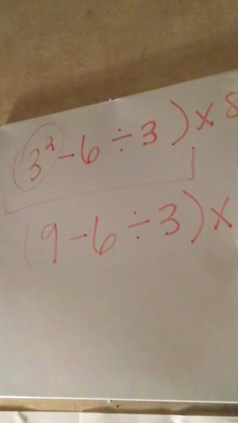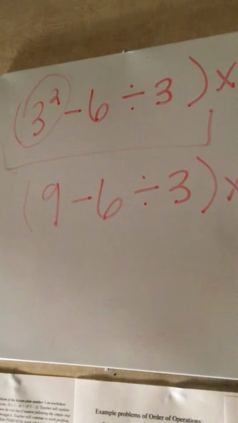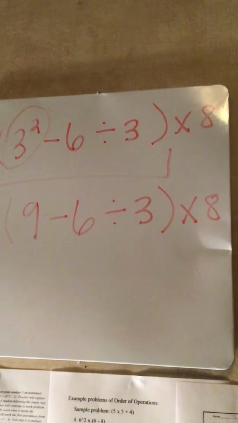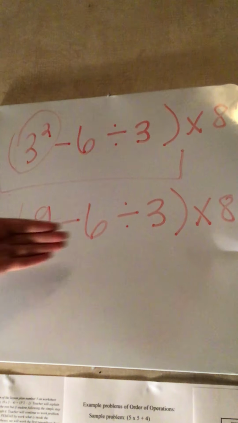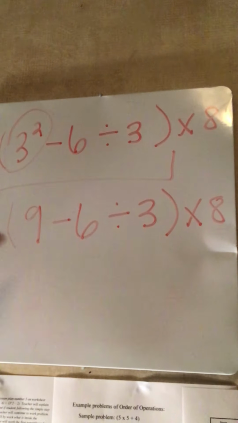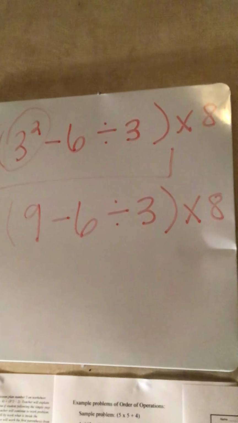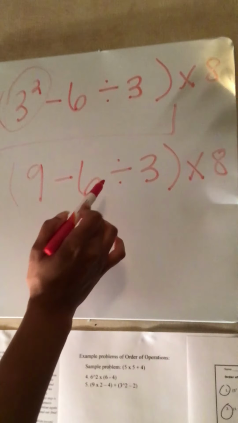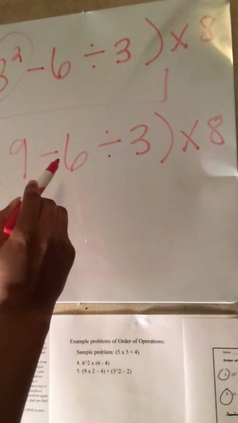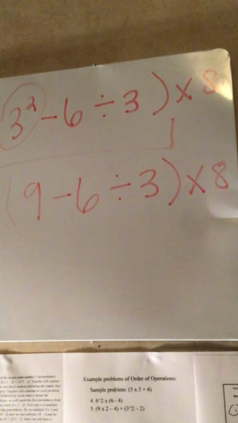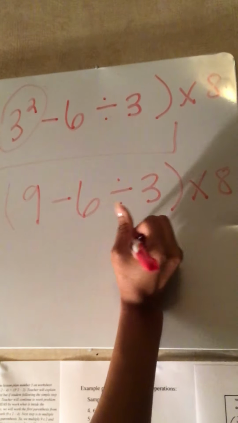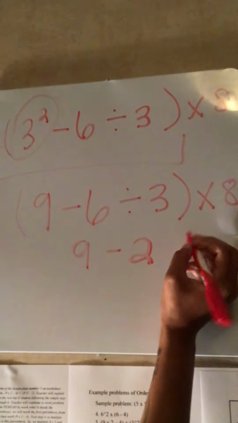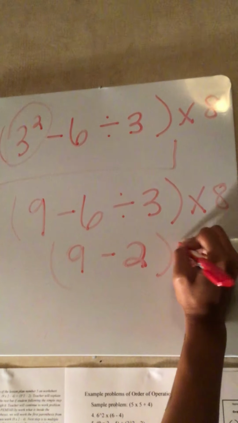We just bring all that down. So now we're still in our parentheses. We still have a parenthesis, so we must continue to work inside this parenthesis. The next step is multiplication and division. Here we don't have multiplication, but we have division. So we simply divide 6 divided by 3. That gives us 2. So we just bring that down. Bring the 9 and the minus sign down, times 8.